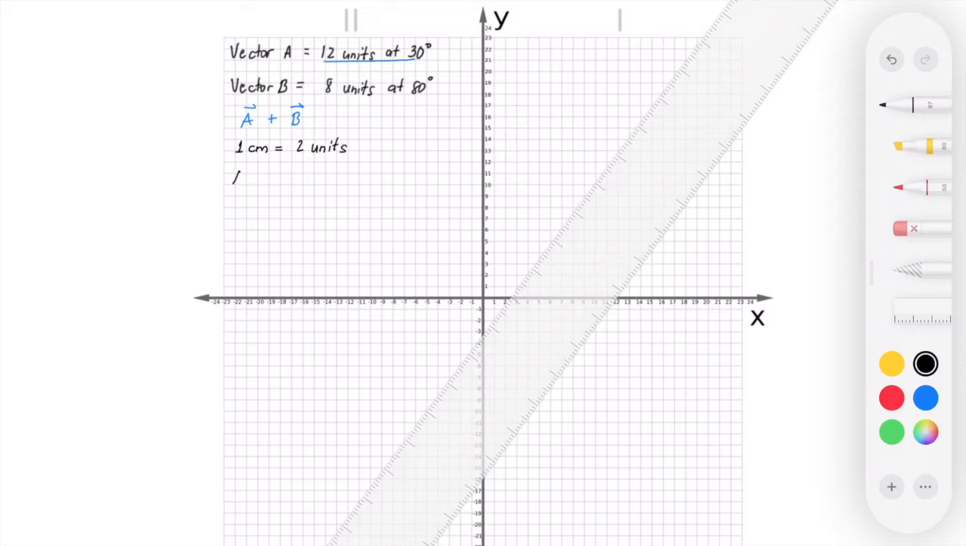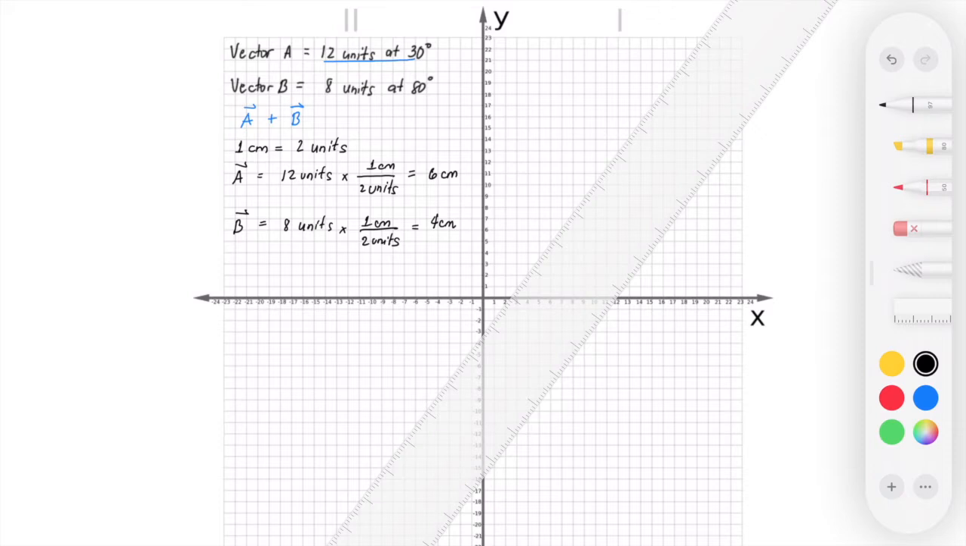And so for vector A, that is 12 units, and for every 2 units, that is 1 centimeter. So it will be represented by 12 divided by 2, that is 6 centimeters. And for my vector B, that would be 8 units times 1 centimeter per 2 units, and so that would be represented by 4 centimeters on my ruler.